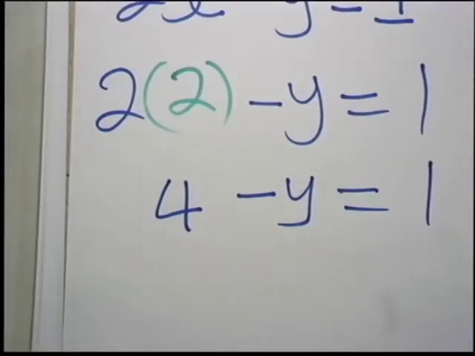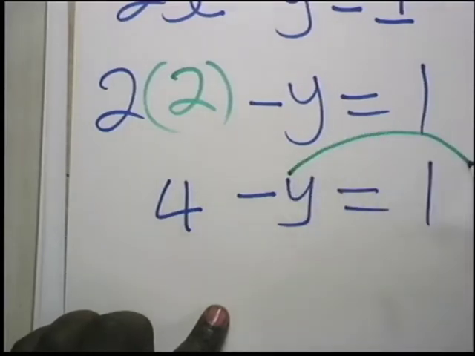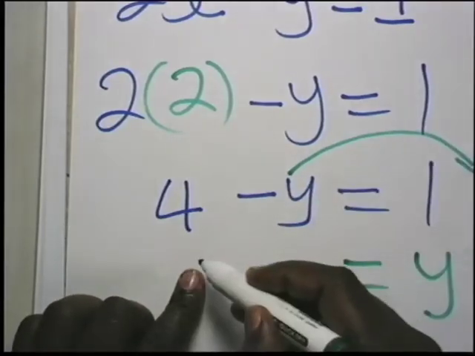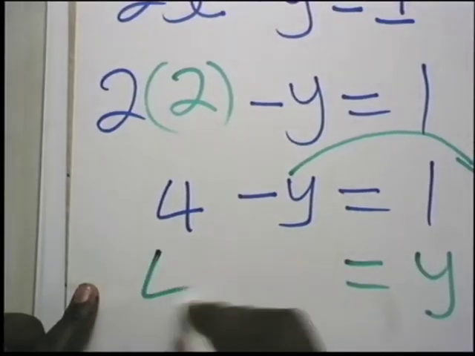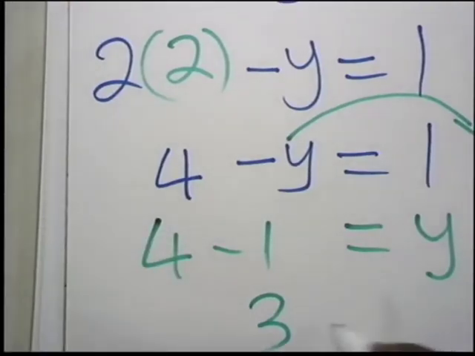What we can do is simply cross this one. If it crosses, what does it become? It becomes a positive y, isn't it? Then we cross this number 1 to the other side. It becomes a negative. So it becomes 4 minus 1, which equals 3. This side equals y.